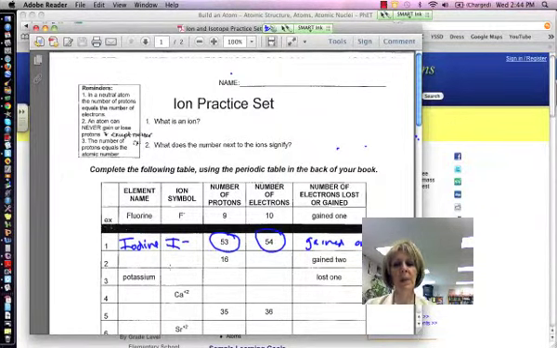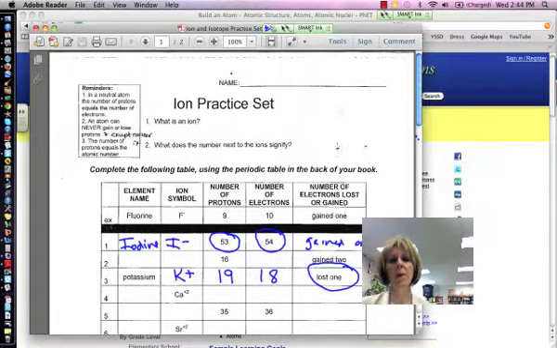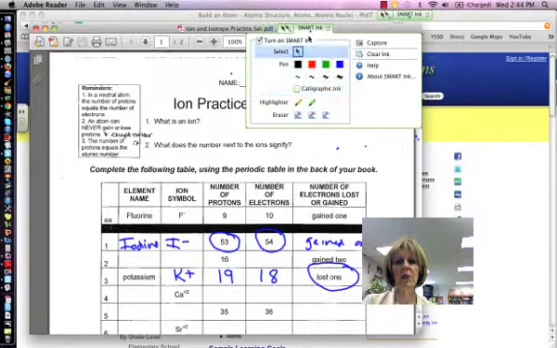All right, so here's potassium. Potassium's number of protons is 19. I looked at the periodic table and I found the atomic number. So over here it says I lost an electron. So that means I'm only going to have 18 electrons. Well, those are positive and those are negative. Does everybody see that I'm going to have a +1 charge? Okay? So those are ions. Positive and negatively charged ions.